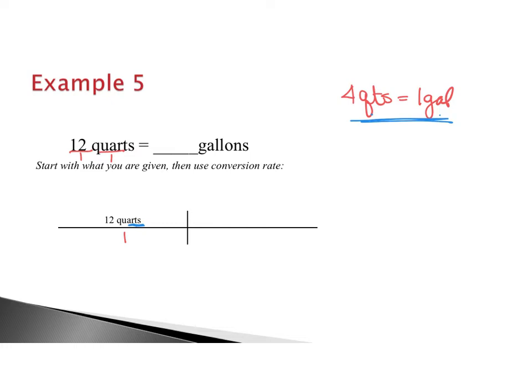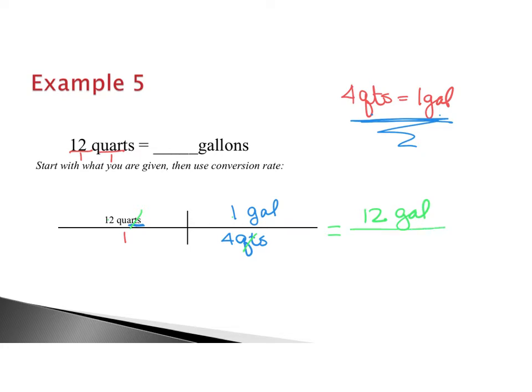So I'm going to take this conversion factor here, and I'm going to put my 4 quarts in the bottom, and then I'm going to place my 1 gallon in the top. And the reason I want to do this is because I can now go ahead and cancel out my quarts. Okay, and then I'm going to multiply my 12 times my 1, which will give me 12. My quarts have canceled out, so now I'm left with 12 gallons in the top.